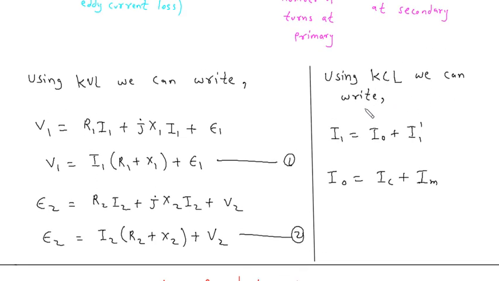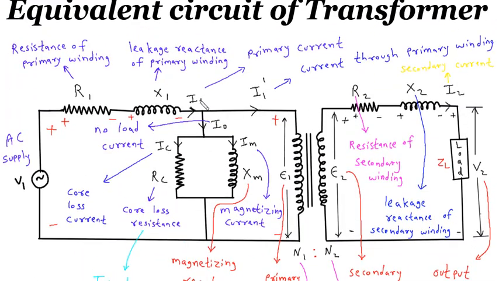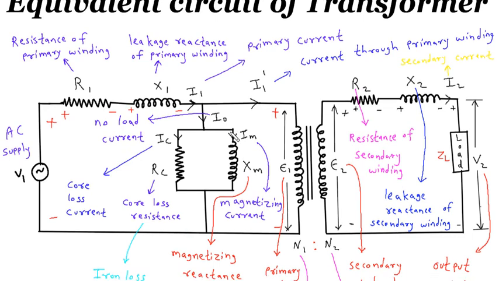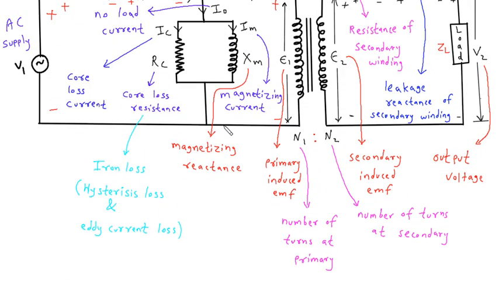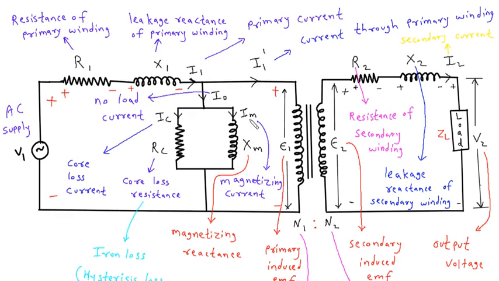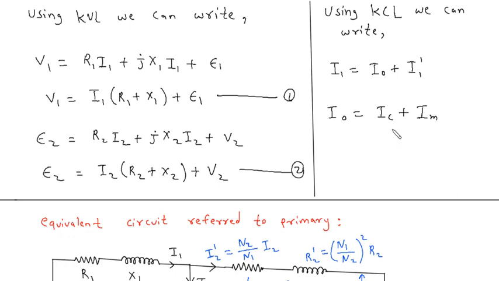Now using KCL we can write I1 is equal to, KCL states that the summation of incoming current at a node is equal to the summation of current leaving the node. So I1 = I1 dash + I0. Also I0 = IC + IM.